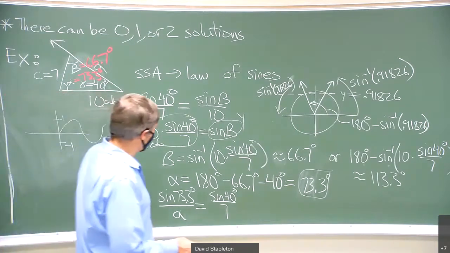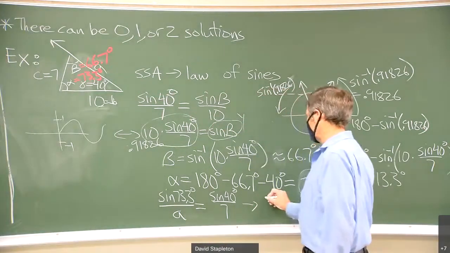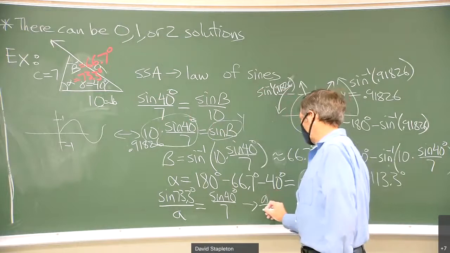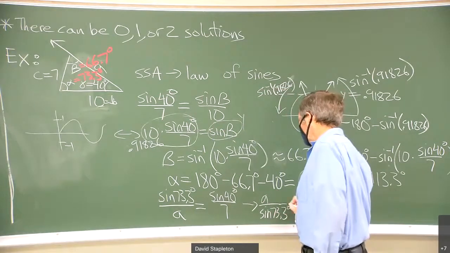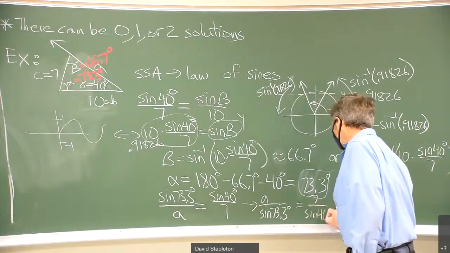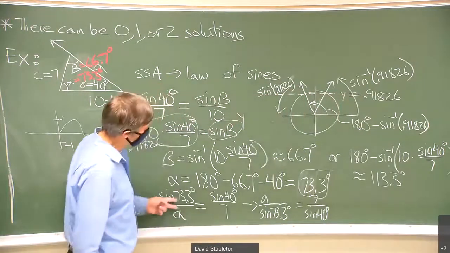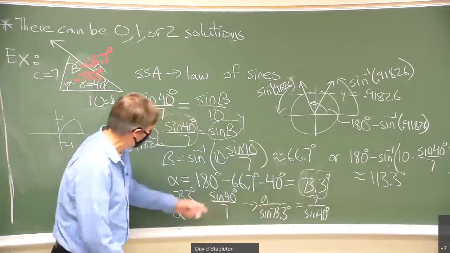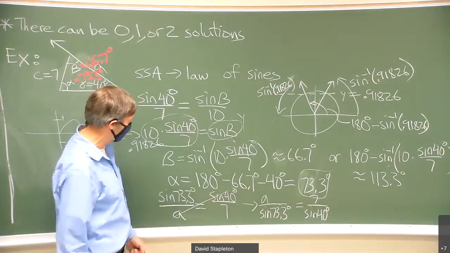All right, now I solve this one algebraically. I could take reciprocals and say A over sine 73.3 degrees equals 7 over sine 40 degrees, which reminds you that it might have been wise to, instead of writing this form of the law of sines, remember you can write it upside down like this. Just start here and you can avoid this step if you want. All right, write the law of sines upside down, it's going to work.